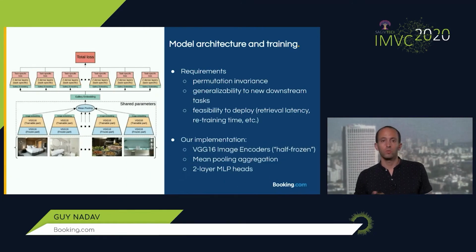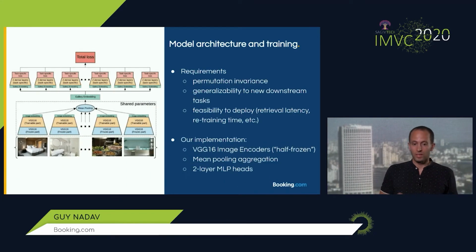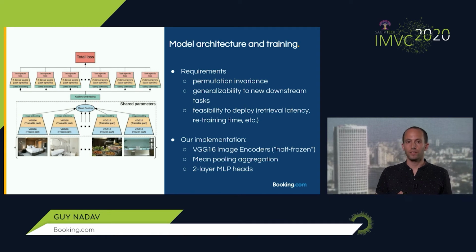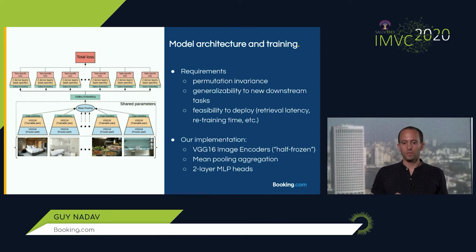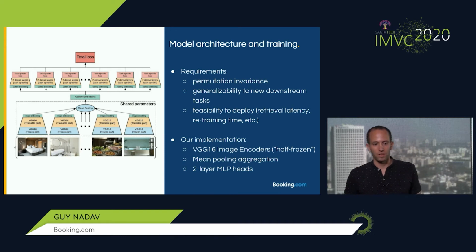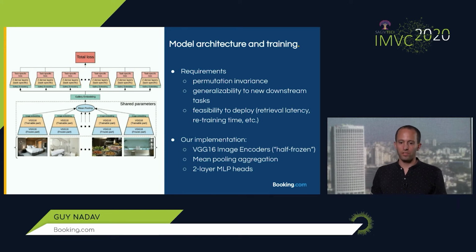So, how did we approach this problem? In this slide, you can see our end-to-end solution. It consists of image encoders incorporating VGG16 architecture. For each image in the gallery, we get an embedding, and eventually we aggregate all those embeddings using mean pooling. In addition, the parameters of the encoders are shared. This allows us to have a permutation invariance property, meaning the order of the input images is not affecting the final result.